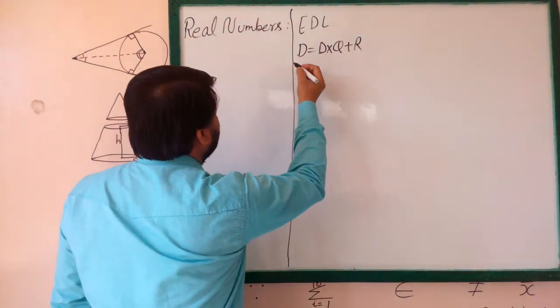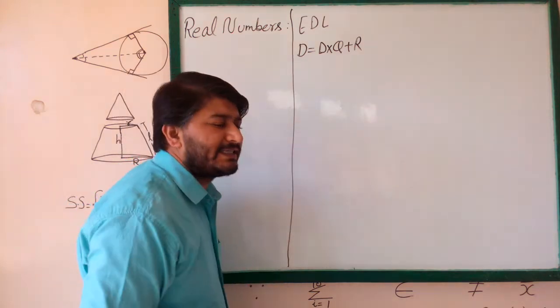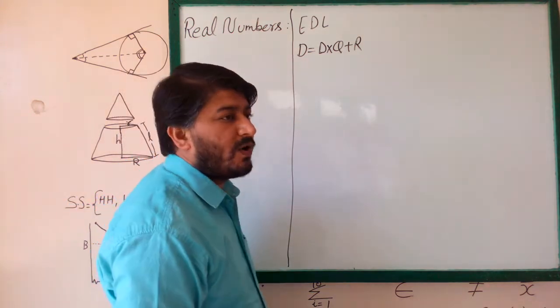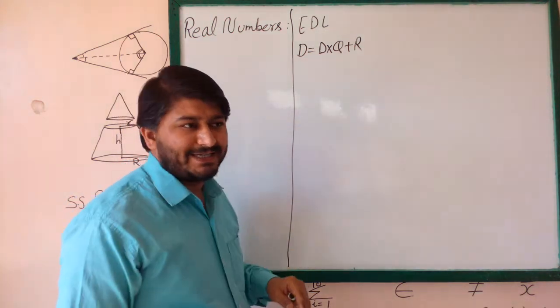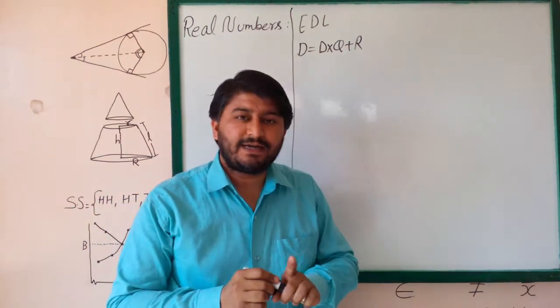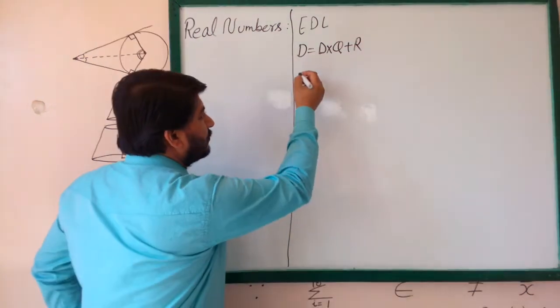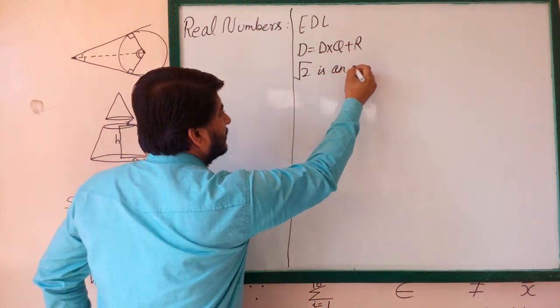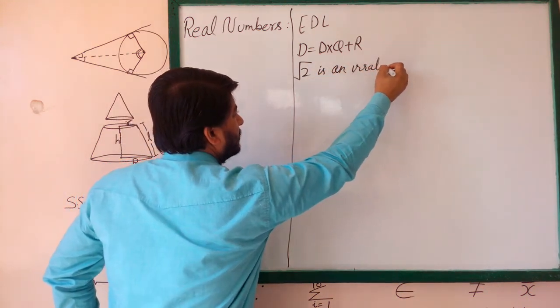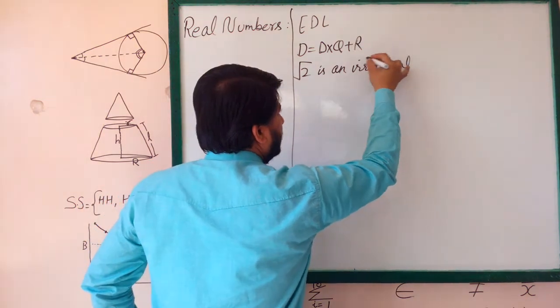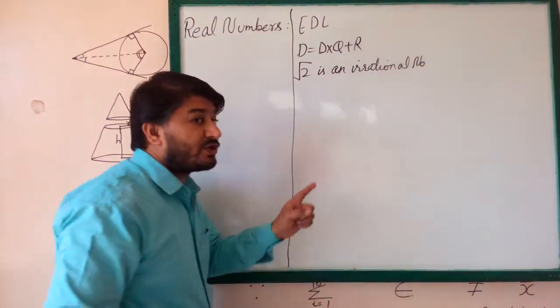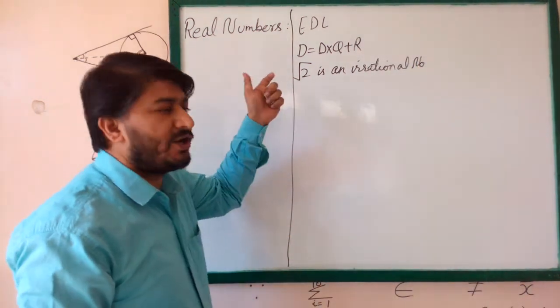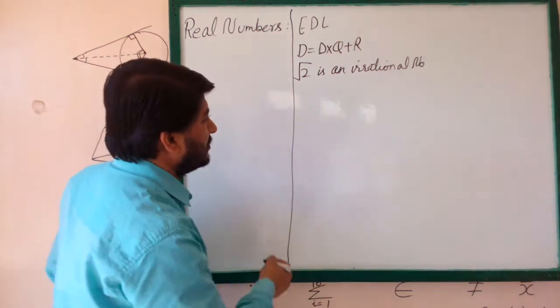The second topic in this chapter is the fundamental theorem of arithmetic. Third is to prove a number is irrational. Like you need to prove that root 2 is an irrational number. In class 9 you used to represent this on a number line, but here you will be proving that this is an irrational number.